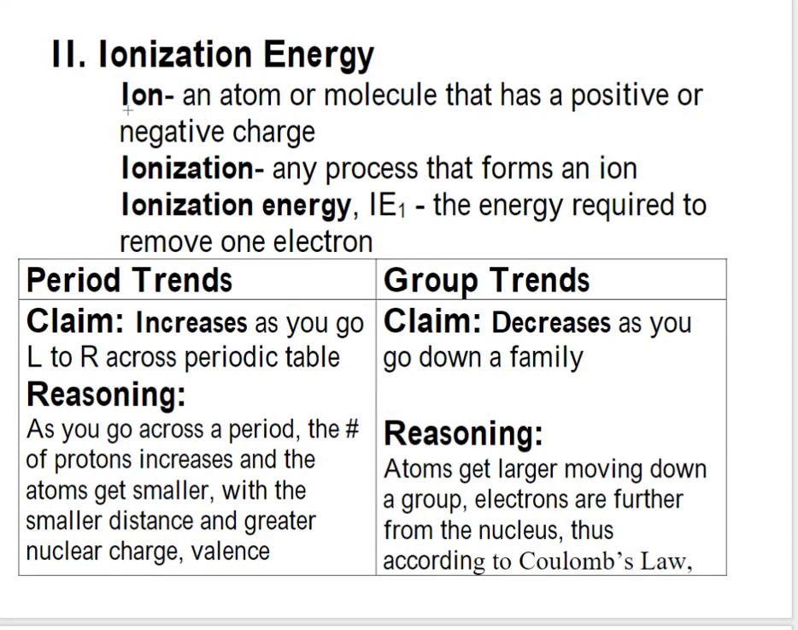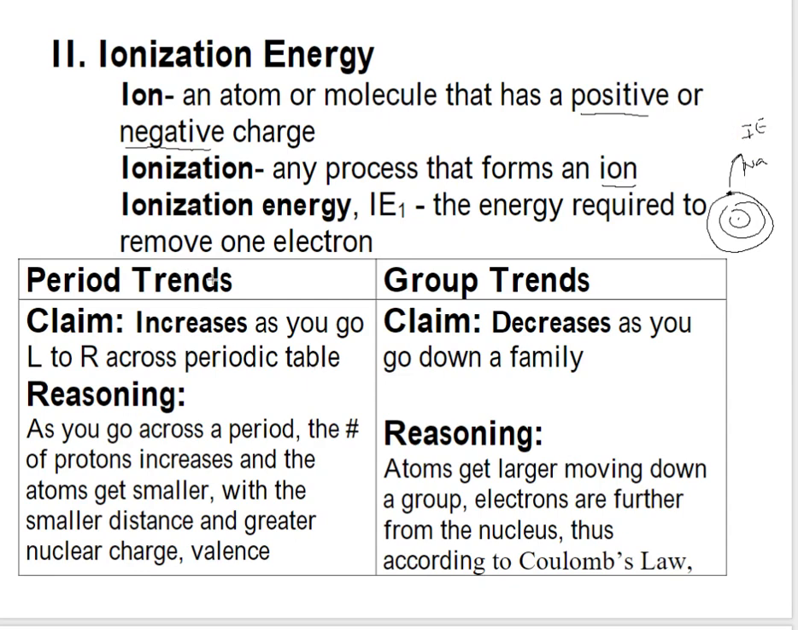For ionization energy, we need to know what an ion is. An ion is an atom that has a positive or a negative charge to it, and that means that it has either gained or lost electrons. Ionization is any process that forms an ion, whether it's positive or negative. Ionization energy, or IE, sometimes with a little 1, is the energy required to remove one electron. Okay, so we have electrons in the energy levels. The outermost electron, the valence electron, this would be sodium. The energy required to take that electron off of the atom, that is our ionization energy.